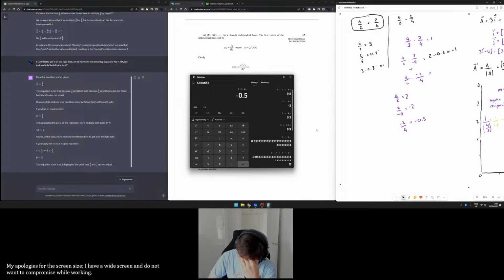And then 2 times... sorry, I've done this wrong. 2 times negative 2 equals negative 4. 2 times negative 0.5 equals negative 1. And so this is the correct one.